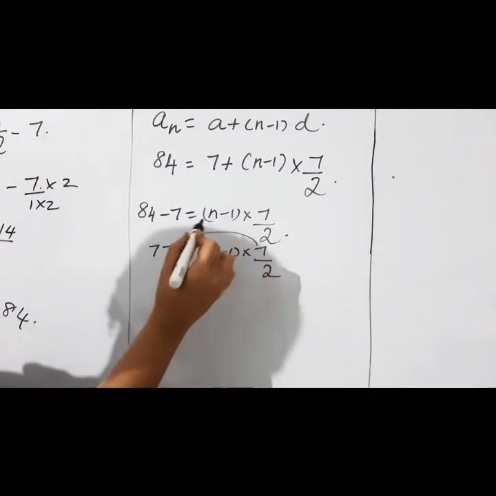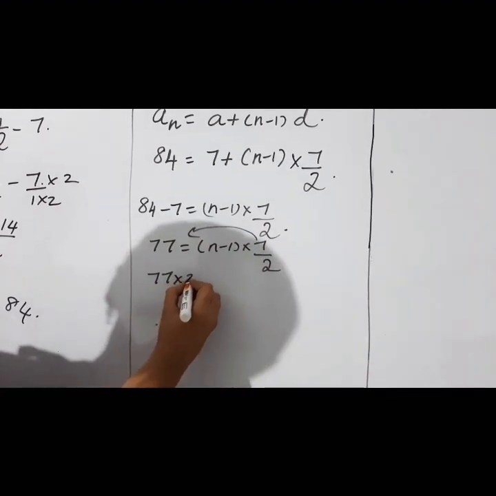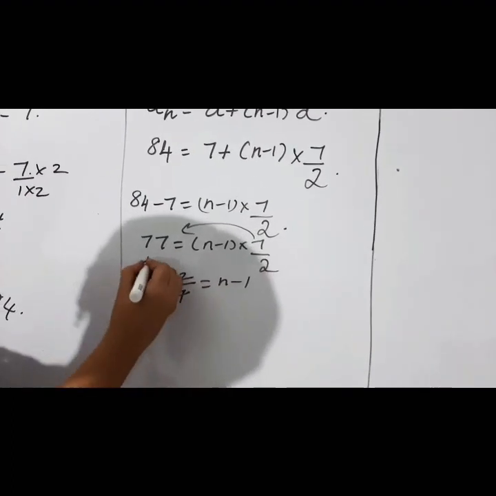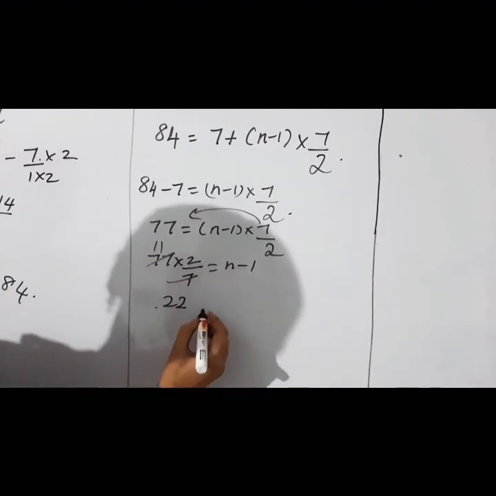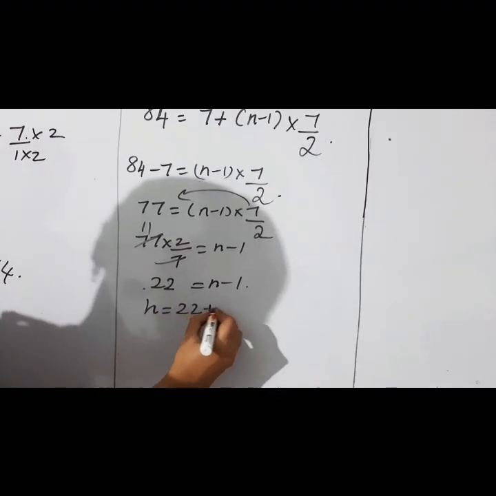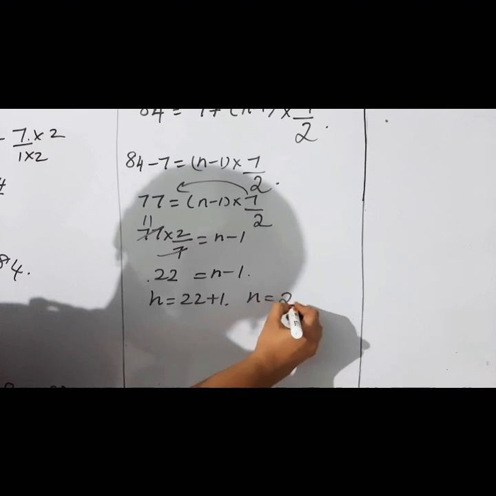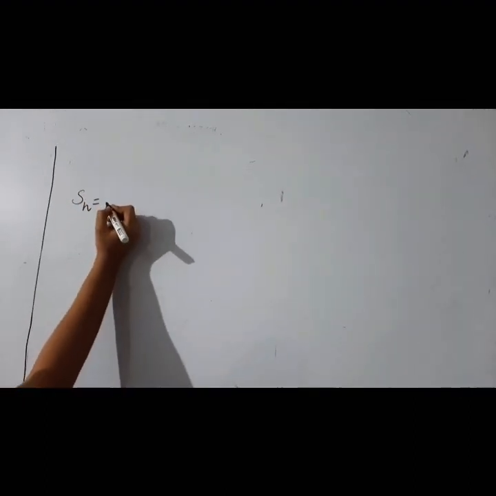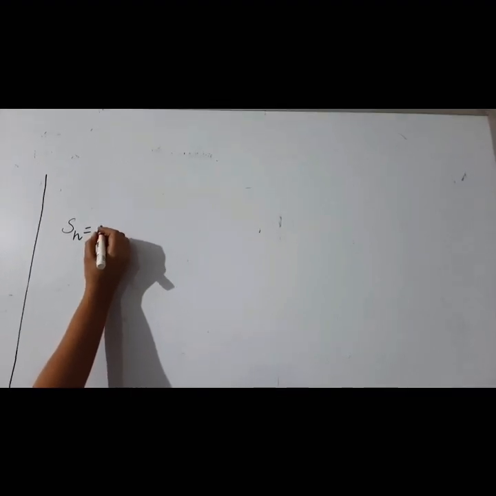Transpose 7 by 2 also to the other side. 2 by 7 into 77 is equal to n minus 1. 11 into 2, 22 is equal to n minus 1. n is equal to 22 plus 1. Value of n is equal to 23. Got the value of n as 23, then we proceed with Sn.